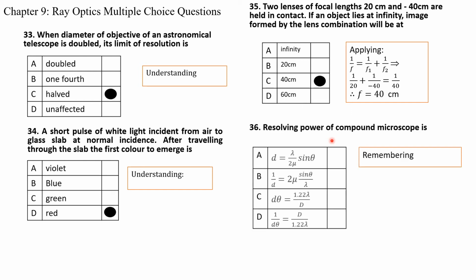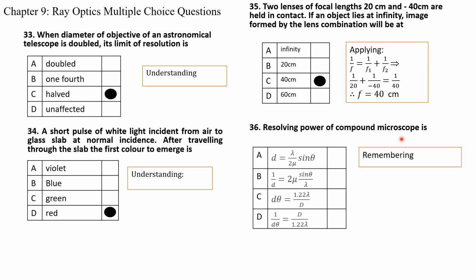Next question. Resolving power of a compound microscope is. So here, resolving power of compound microscope is. First, we have to find the resolving power of a compound microscope. We have to remember the formula. The formula is given in the beginning of this chapter and you have to recollect those formulae for compound microscope.